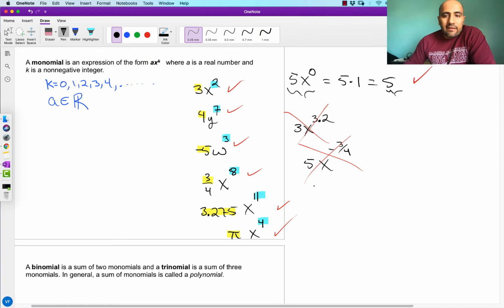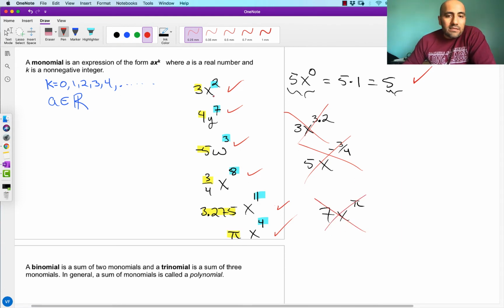You also can't have something like this. How about 7x to the power of pi? Very interesting expression. But again, you cannot have an irrational number in the exponent for monomials. So all of these are not monomials.